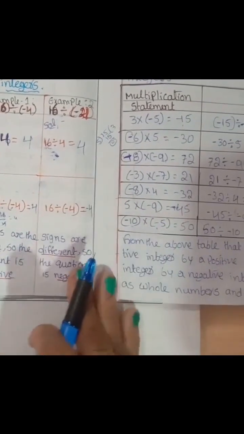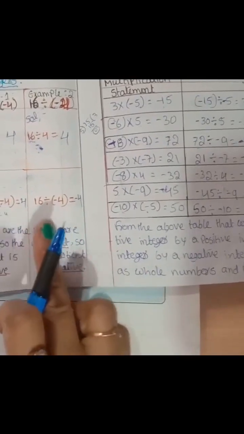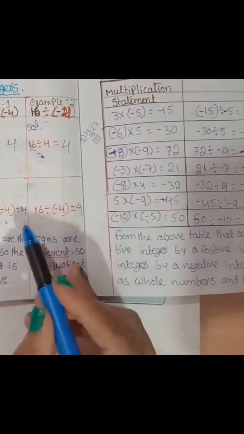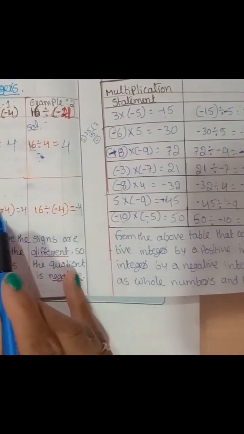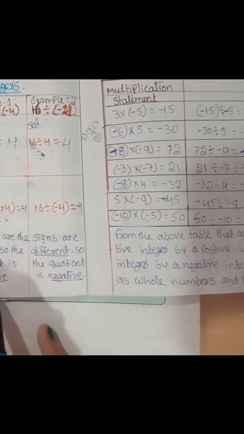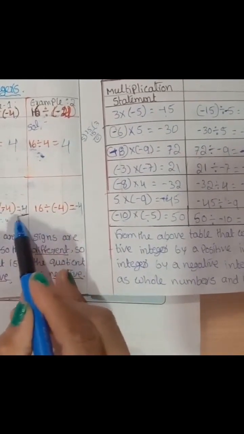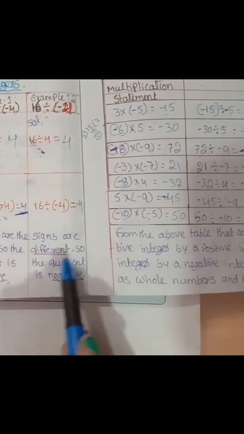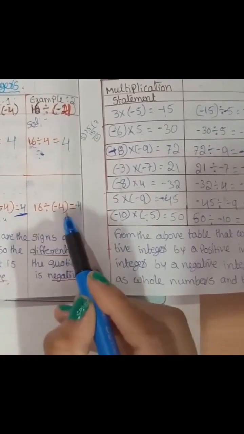Are you okay? Signs are the same, so the quotient is positive. Both signs are the same, so the quotient is positive. Signs are different, so the quotient is negative only.